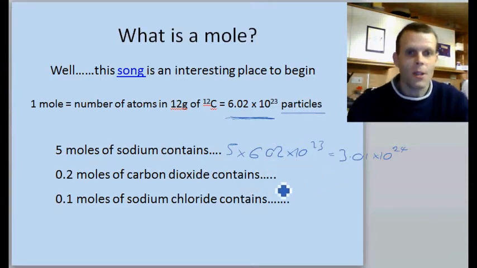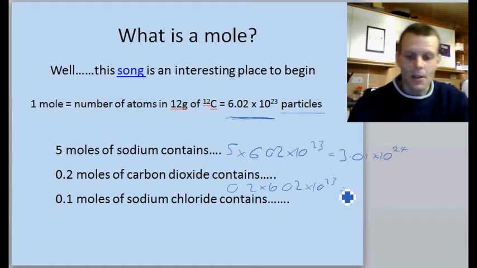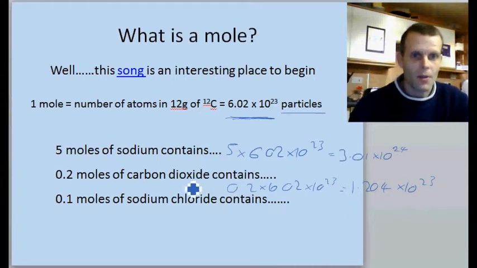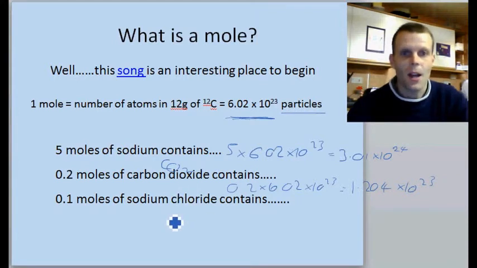Next one down, 0.2 moles of carbon dioxide, 0.2 times 6.02 times 10 to the 23 is going to be equal to 1.204 times 10 to the 23 particles of carbon dioxide. And my particle in this instance, the simplest unit, is CO2, the CO2 molecules. It's 1.204 times 10 to the 23 molecules of carbon dioxide.